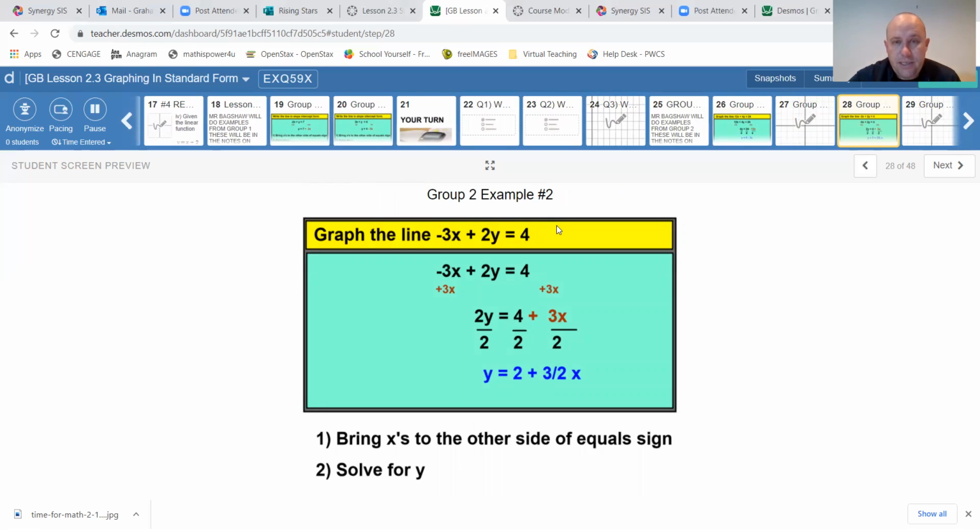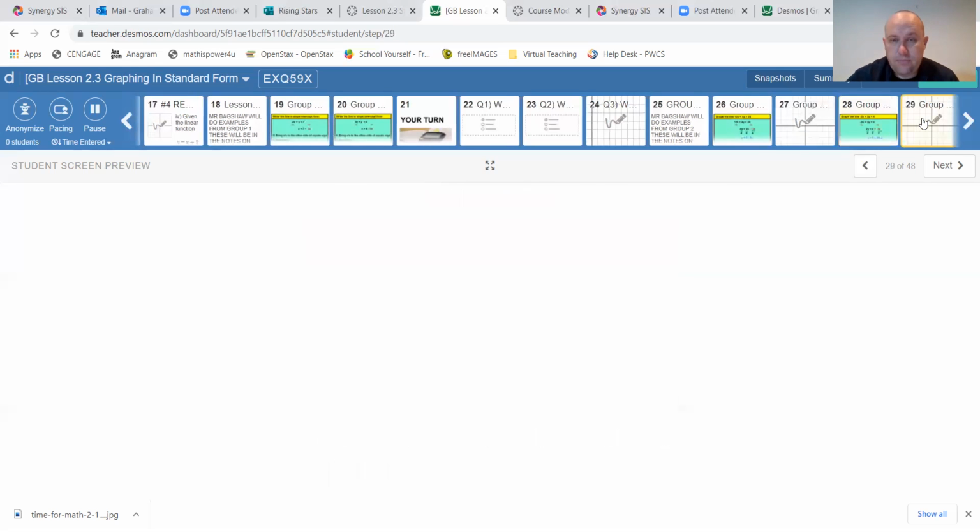Same idea, let's move our x's to the side by doing the opposite. So 4 add 3x is just 4 add 3x. If I know 2y, if I divide by 2, I can find out what y is. 4 over 2 is 2, and 3 over 2 is just 3 over 2. It does not simplify. The slope would be 3 over 2, and the y-intercept would be 2.